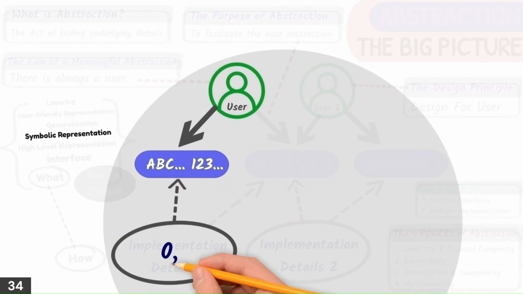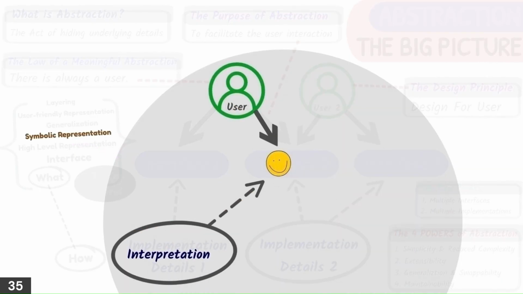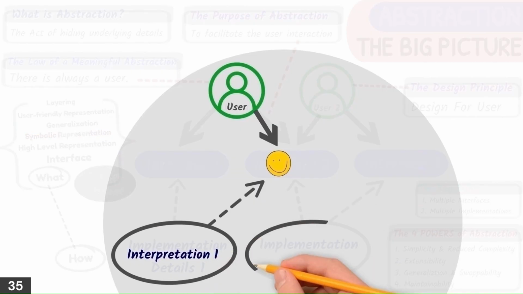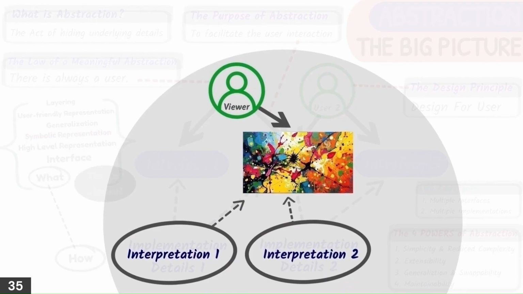Now see this. The alphanumeric representation is a higher-level symbolic view of the binary form. How about an emoji? Another example of a symbolic representation. Note one more thing. If someone sends an emoji, it can be interpreted in different ways. Same goes for abstract art. It can have multiple meanings. This means there can be multiple possible implementations of a single interface. And similarly, there can be multiple interfaces of a single implementation as well.